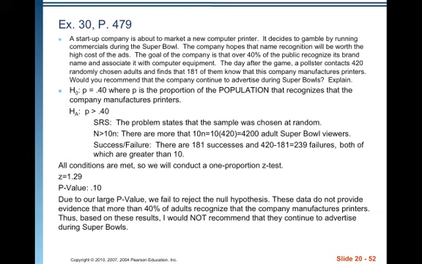So that would not be enough to convince me. These data do not provide evidence that more than 40% of adults recognize that the company manufactures printers. Thus, based on these results, I would not recommend that they continue to advertise during Super Bowls.